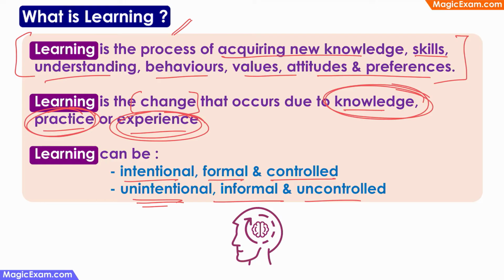And all these unintentional interactions can be happening in an informal setting. That is, the child is not in school, so it is not formal. It is informal because it can happen in a playground, it can happen in a friend's house, and it can be uncontrolled because what the child is learning here cannot be controlled by the parents or the teachers. Therefore, these are the two main types of learning that will happen. That is, intentional, formal and controlled, or unintentional, informal and uncontrolled.